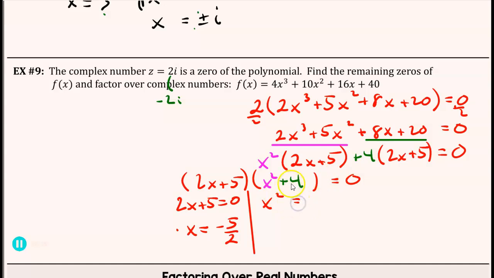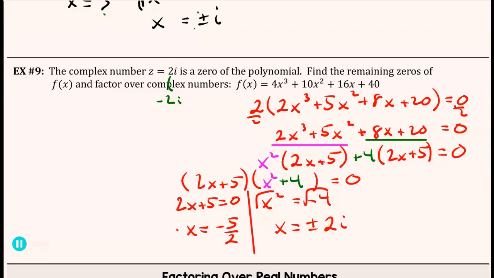We'll solve this one equal to 0. So we'll subtract 4. x squared equals negative 4. Square root both sides. So we have x equals, don't forget, plus or minus 2 for the 4. The square root of 4 is 2. The square root of negative 1 is the i.